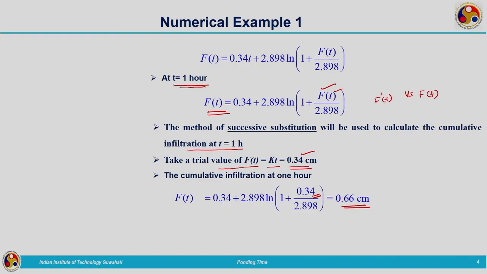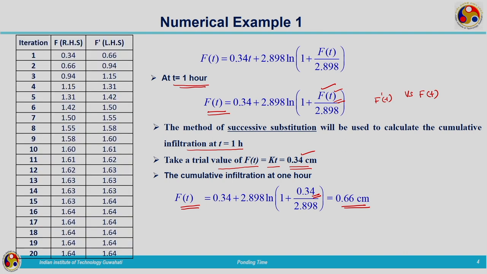So for the next assumption, we will substitute F of t as 0.66. The value which is calculated over here based on the first assumption will be substituted for capital F of t on the right hand side. Again F dash t will be calculated and again the check will be done until we get the matching values.